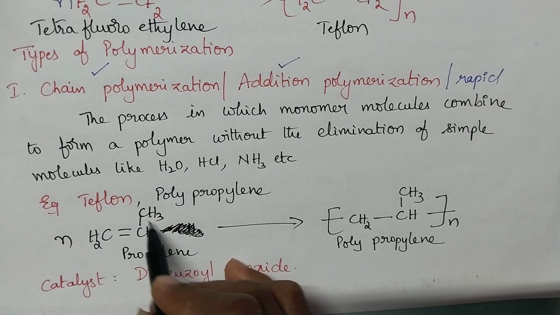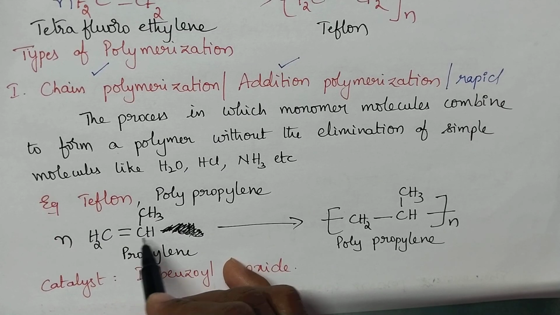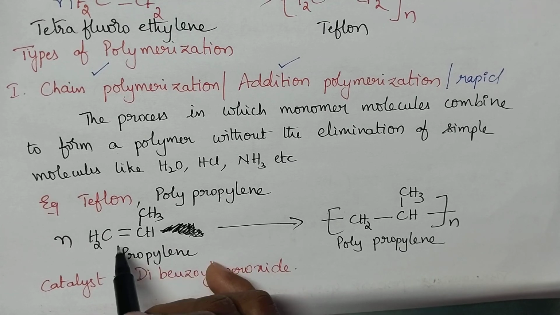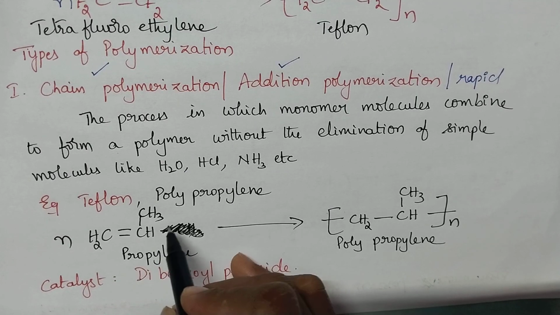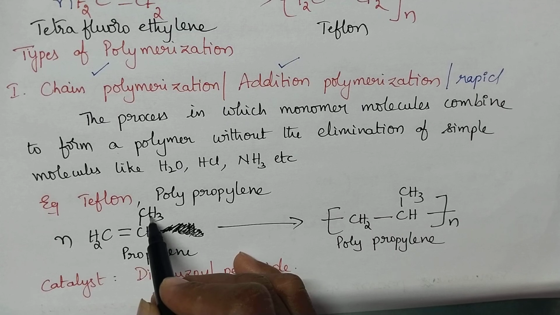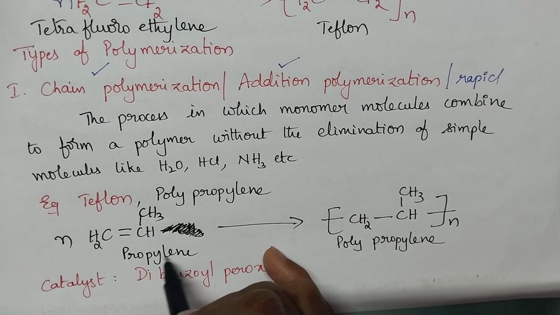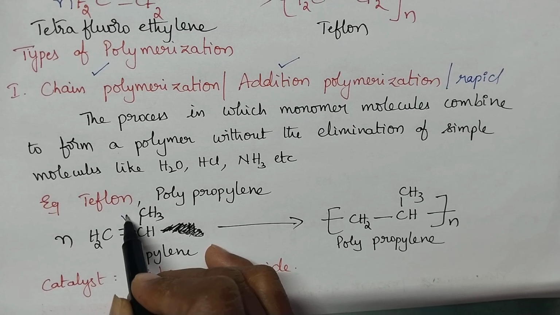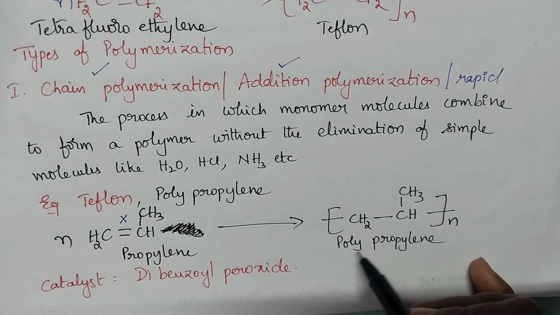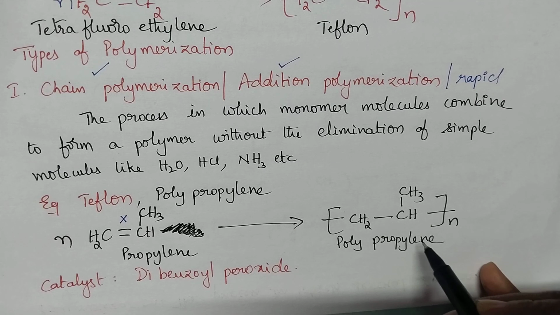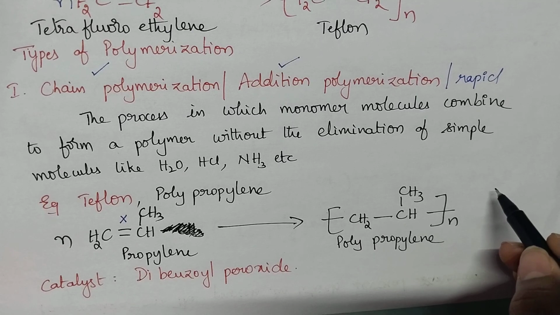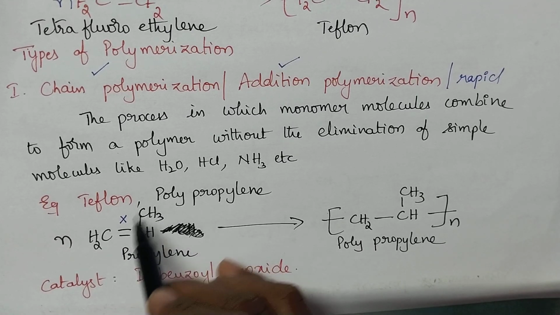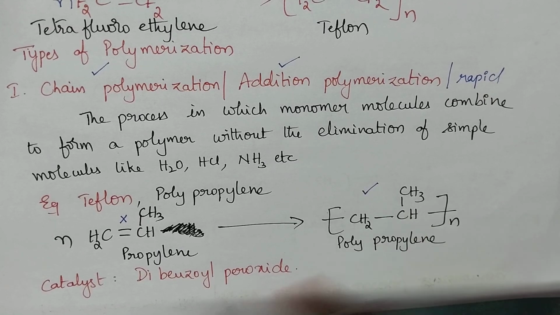Try to remember the structures of monomers as derivatives of ethylene. So what is the structural formula of ethylene? CH2=CH2. You remove one hydrogen and substitute a methyl group, then it will be called polypropylene. So breaking of this double bond results in the formation of polypropylene. So in addition polymerization, no simple molecules will be eliminated. Simply the monomers will join, that results in the formation of a polymer.